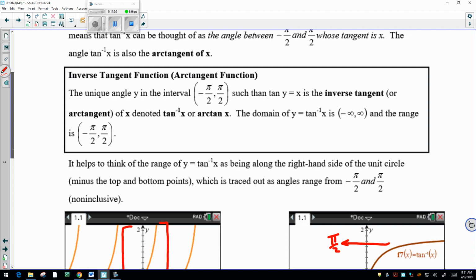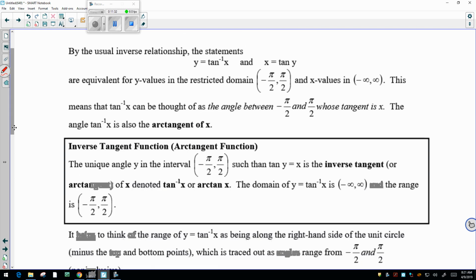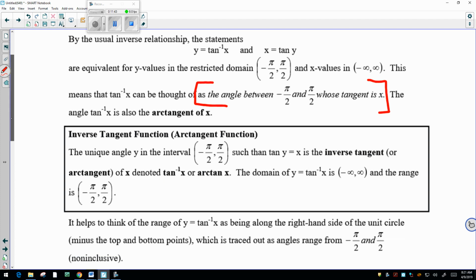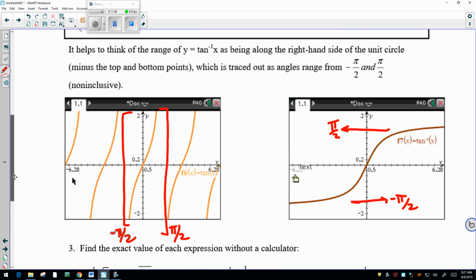Okay, so when we're looking at this again, we want to think of this as the angle that is going to be between negative pi over 2 and pi over 2 whose tangent is. So I'm trying to find the angle. Keeping in mind tangent's restrictions are now going to be the same thing as sine, so we are in quadrants 1 and 4, but keeping in mind when you get to quadrant 4, we are going backwards, so we have a negative angle when we take a look at this for our final answer.